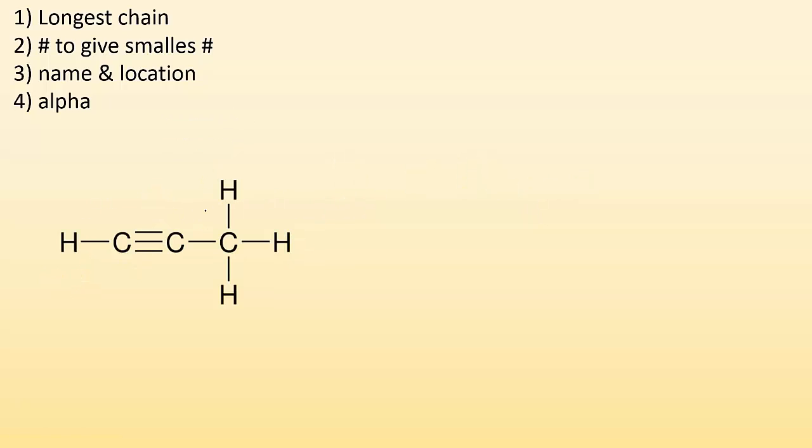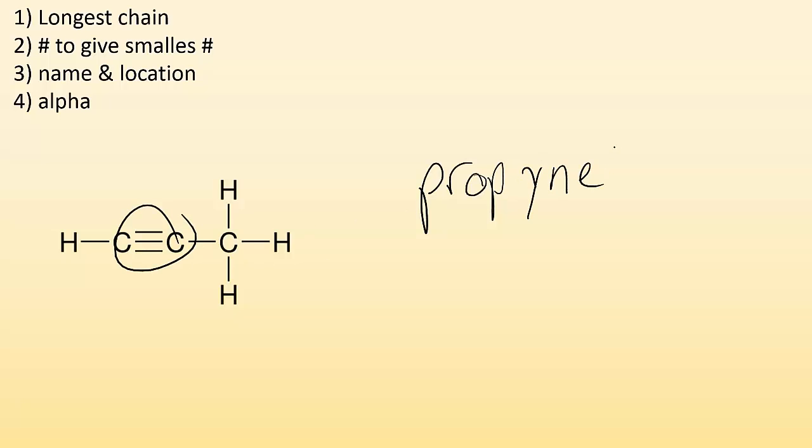All right, what about this little critter? I got a 3 carbon chain, so I'm going to use prop as my base. So prop, how do I say there's a triple bond? Yne. And now do I have to say where it is? No. But Mr. Donahue, couldn't that triple bond be right here instead?